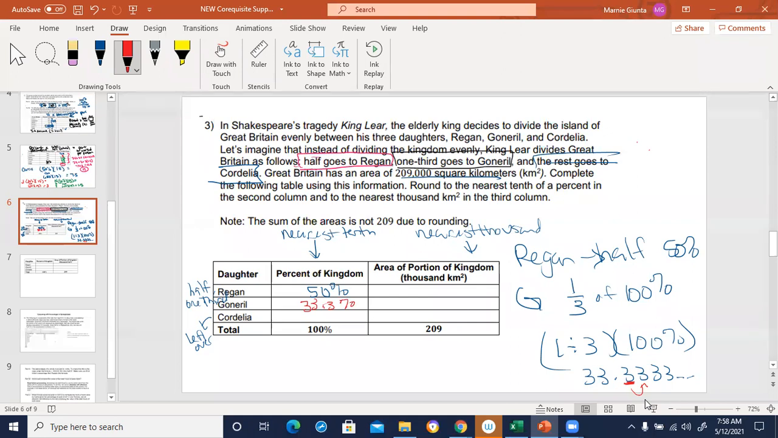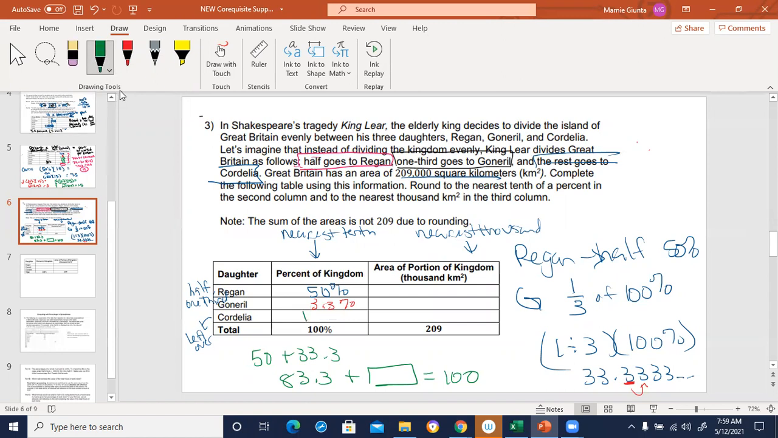So now how do we determine the rest? All right, so again, we're looking for this missing part in the middle here. We know we've got 50 plus 33.3. That sums up to 83.3. 83.3 plus what equals 100? All right, so all we're going to do is take 100 minus 83.3, and we get 16.7. So I'm going to erase that in there.